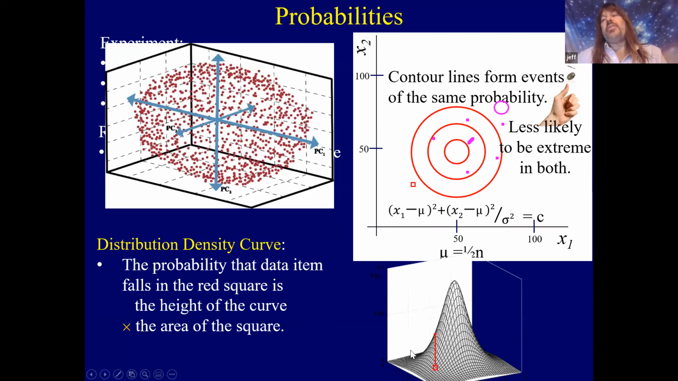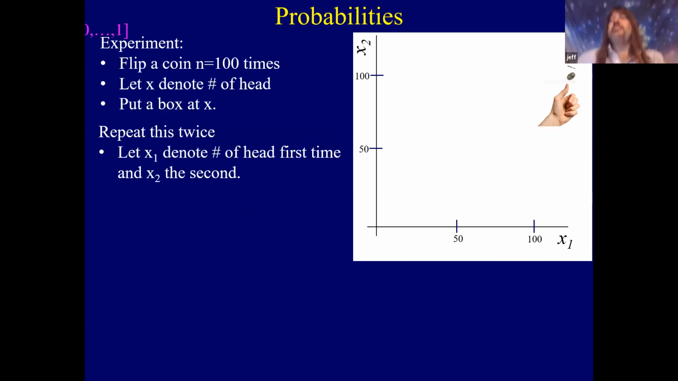So we multiply those together, right? We multiply the height of this curve times the area of the square, which is basically the volume over this little square, and that tells us the probability of this event, right? Everybody good? That's my thing on those probabilities.